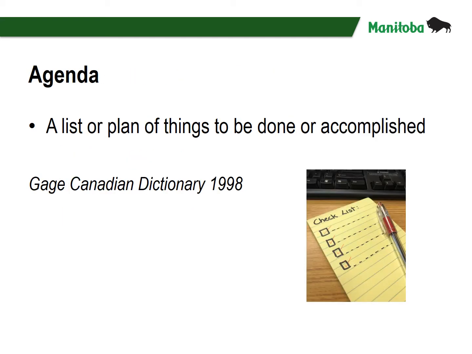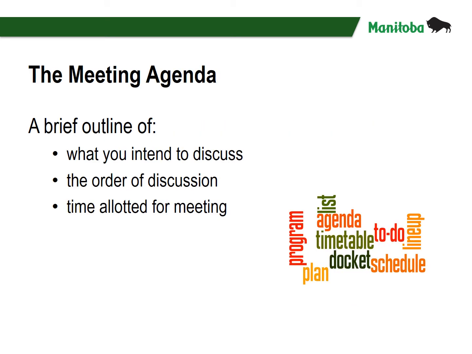The Gage Canadian Dictionary 1998 defines agenda as a list or plan of things to be done or accomplished. The purpose of a meeting is to make decisions around issues that impact the organization's mission, old or new business, and strategic plan. The meeting agenda helps the organization to stay focused on fulfilling this purpose. The agenda is a step-by-step outline of what you intend to discuss or accomplish at a meeting. It may include how long the meeting will last or how much time will be spent on each topic.